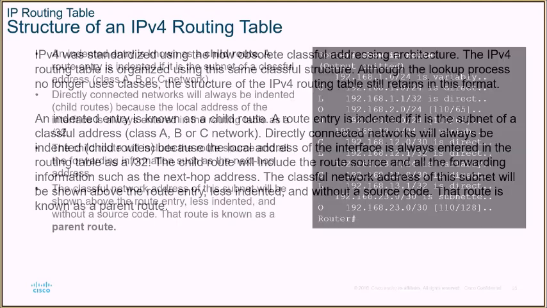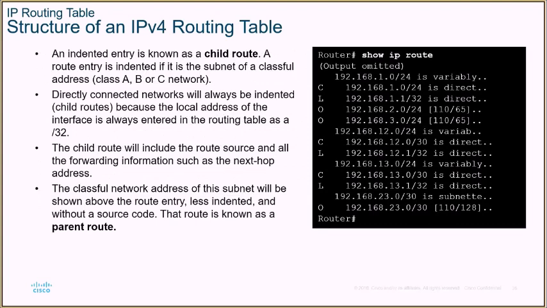Now, hopefully we've got a routing table here. Yes. So you can see here that this is the classful entry, and it's a parent entry. And then we have this directly connected child route, and then we have the local link child route. And so here, of course, we have another parent route, and then we have child routes and so on.